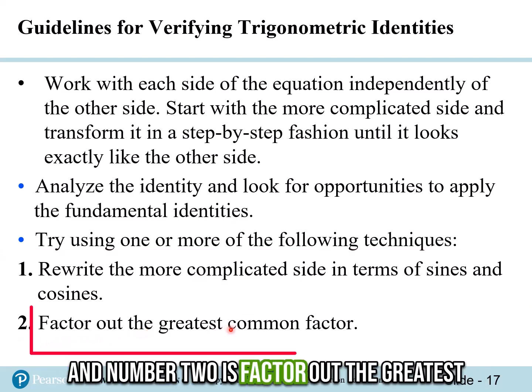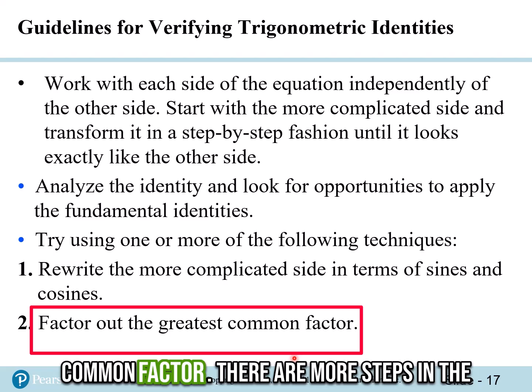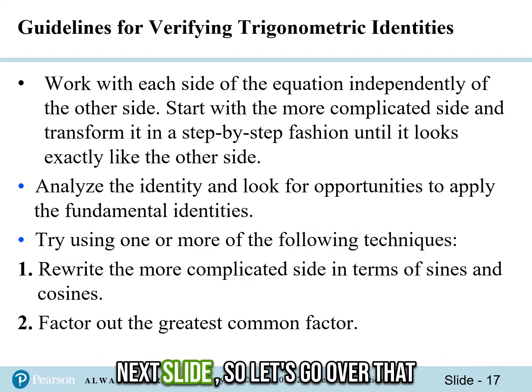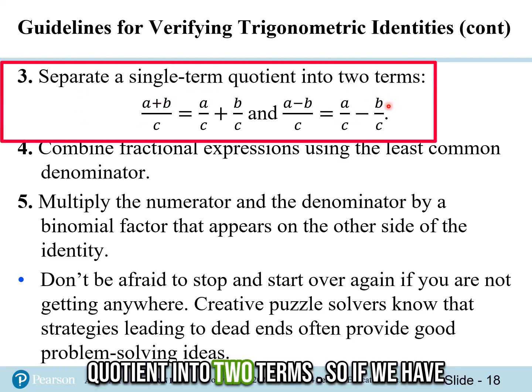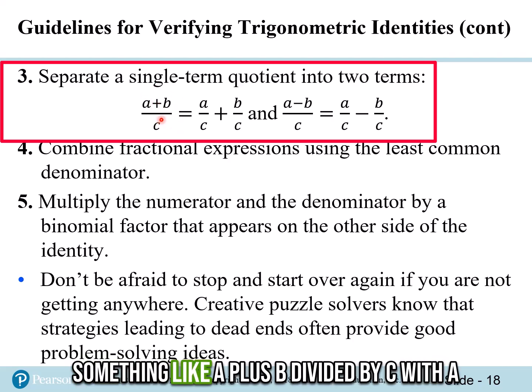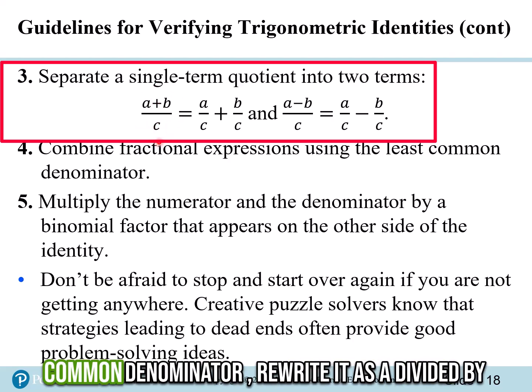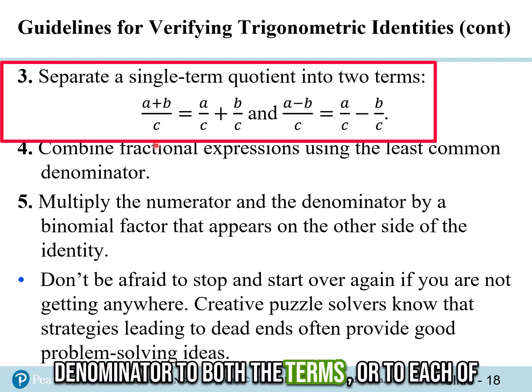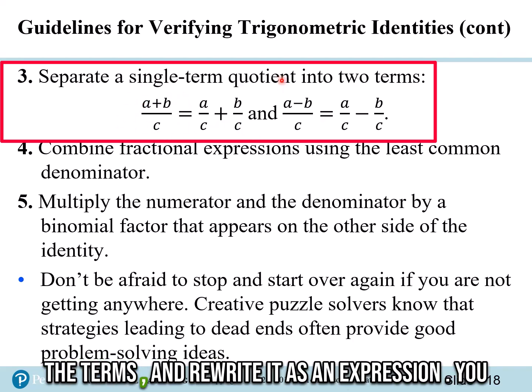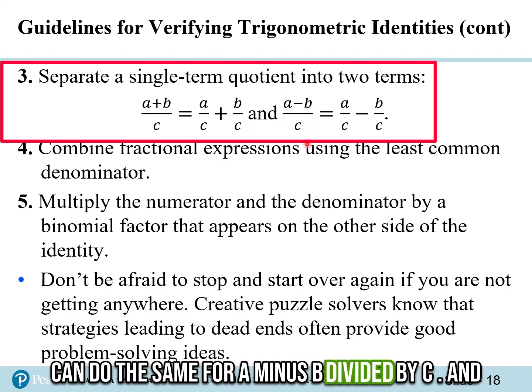And number 2 is factor out the greatest common factor. There are more steps in the next slide, so let's go over that. Number 3 says separate a single term quotient into two terms. So if we have something like a plus b divided by c with a common denominator, rewrite it as a divided by c plus b divided by c. Distribute the common denominator to each of the terms and rewrite it as an expression. You can do the same for a minus b divided by c.